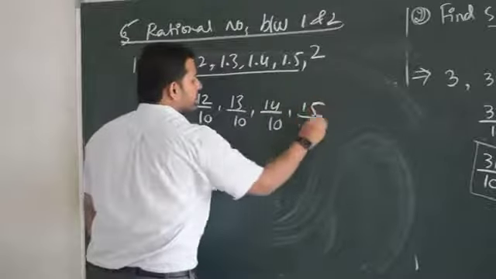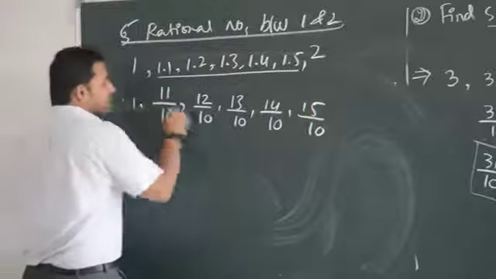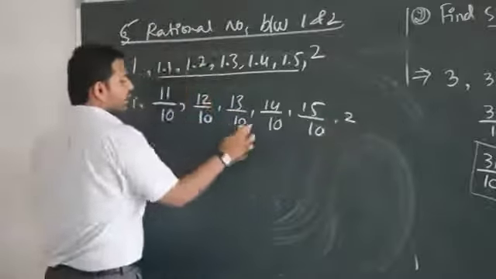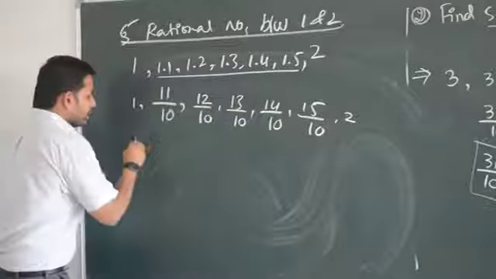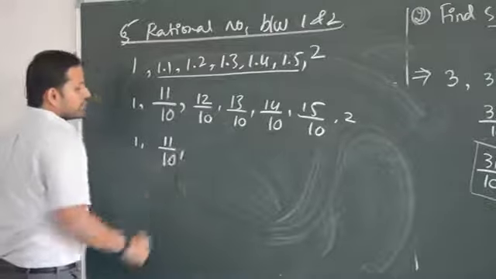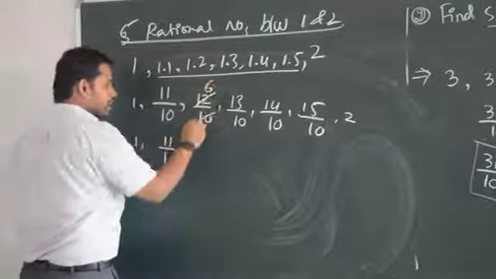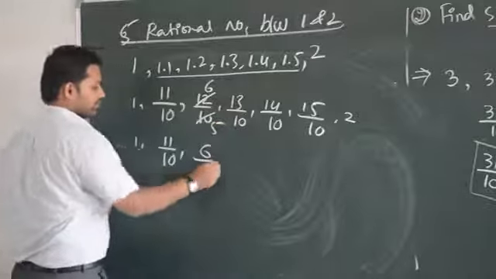Then this can be written as 15 by 10. As usual, 1 will be here and 2 will be there. See, 1, 2, 3, 4, 5. Then 11 by 10, I cannot do anything. 11 by 10, let me keep it like this. 12 by 10, 2 6s are, 2 5s are, so it becomes 6 by 5.